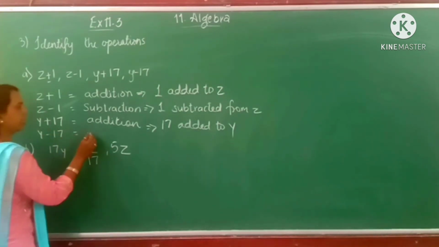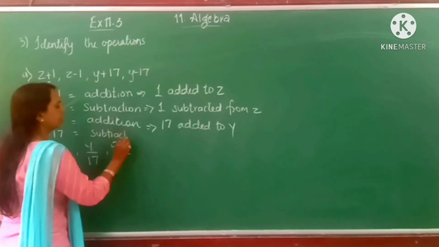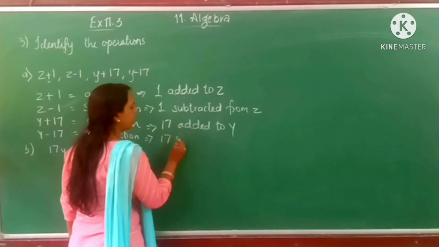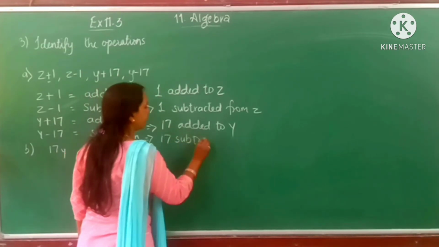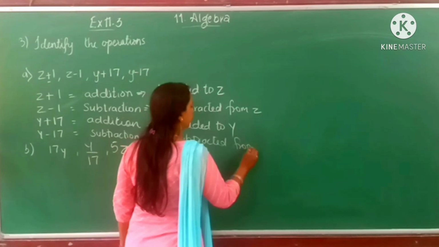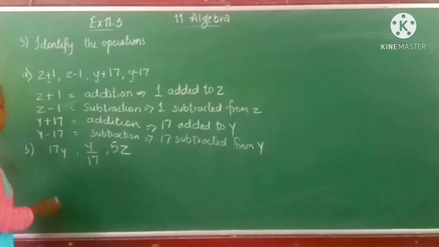Okay. Next, y minus 17. Now which operation? Again here it is subtraction. And how is it formed? 17 subtracted from y. Right?